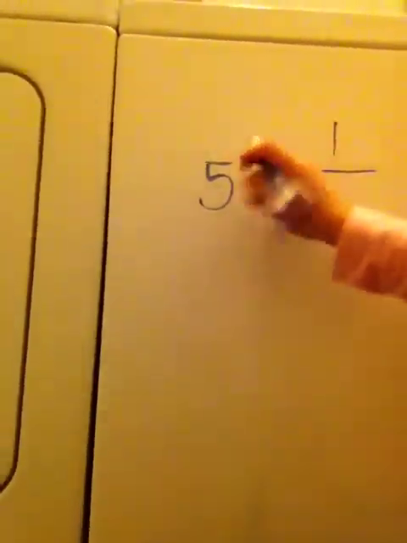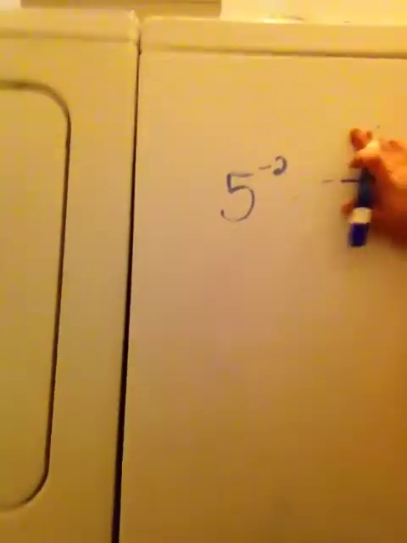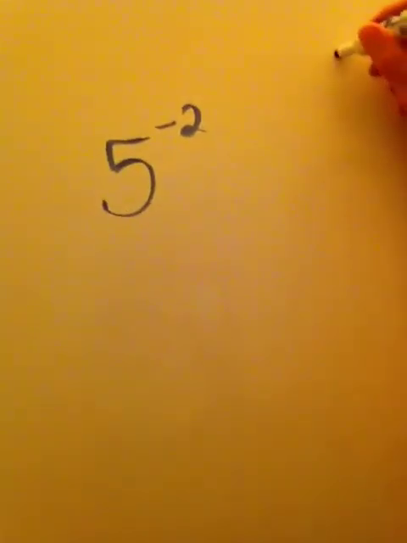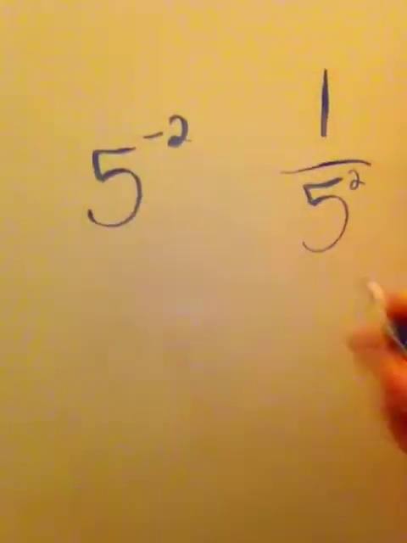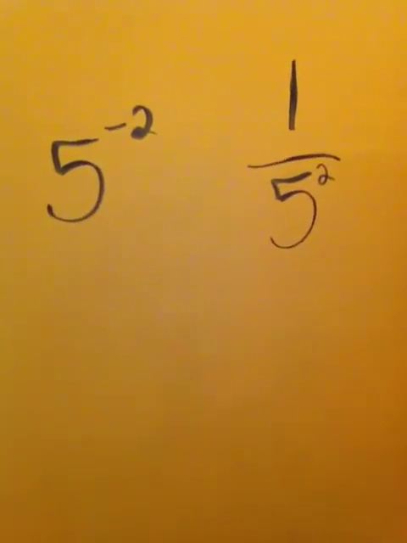So I'm going to take that and just rewrite it a little further away so you don't get confused. So 5 to the negative 2. I'm going to take it and chuck it in the bottom. So I'll have 1 over 5 squared. So these two things are the exact same thing. It's just different ways of writing it.